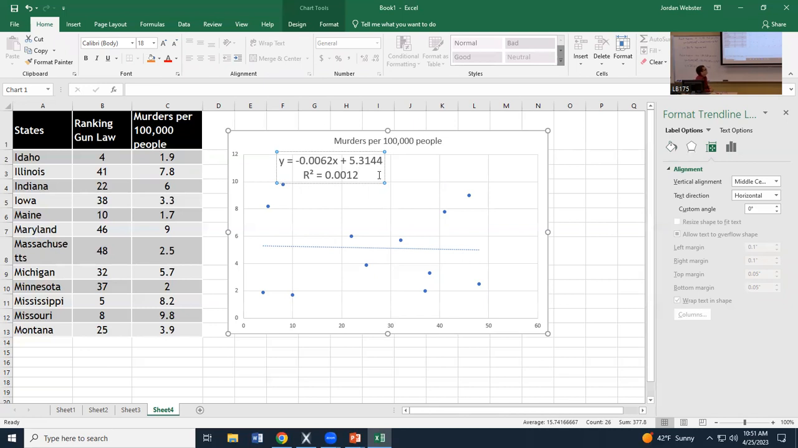So that's a bad fit. Remember, closer to 1 are the better fits, closer to 0 are the bad fits. This one's very close to 0, therefore, probably a bad fit.